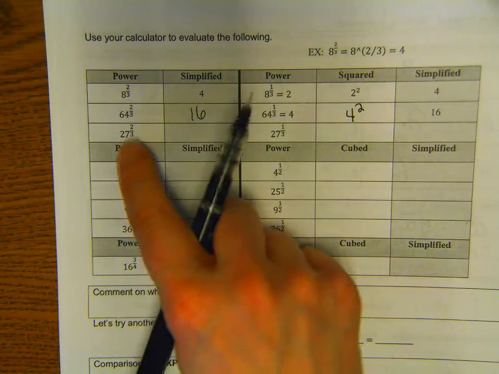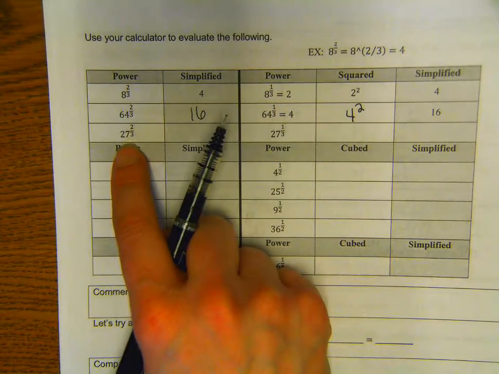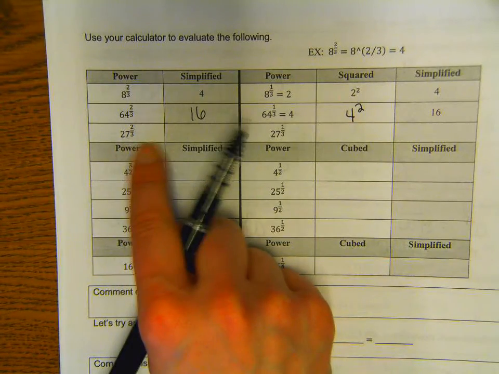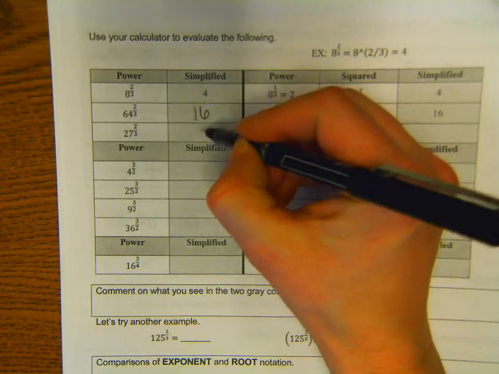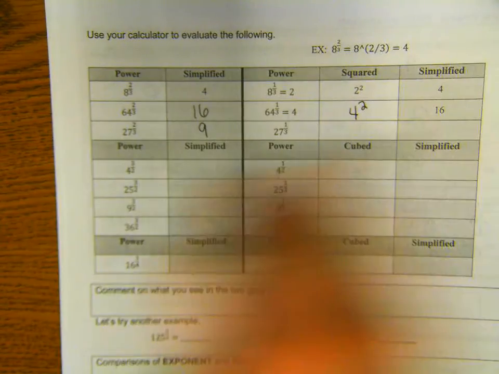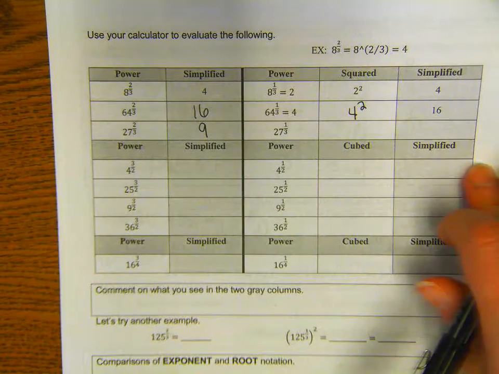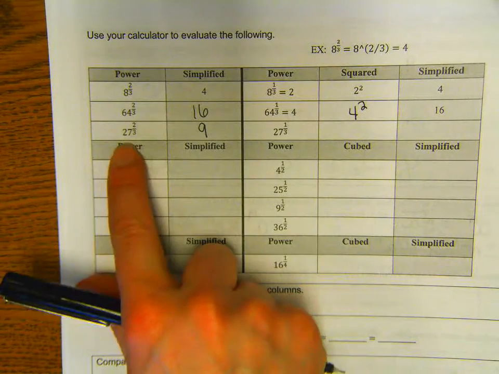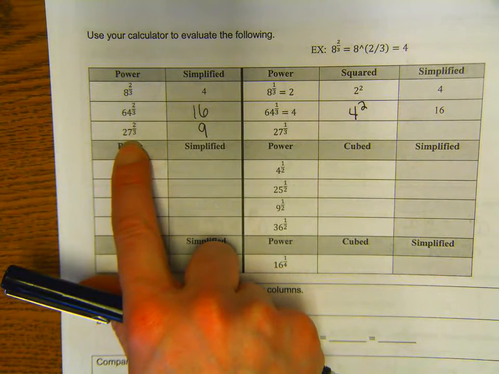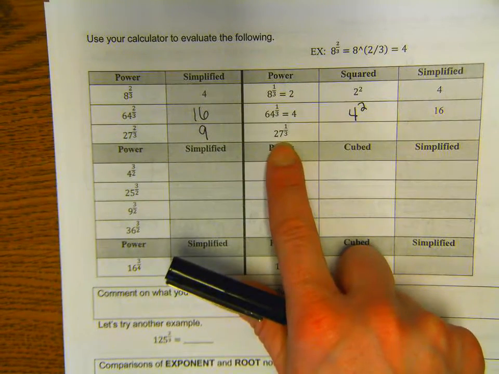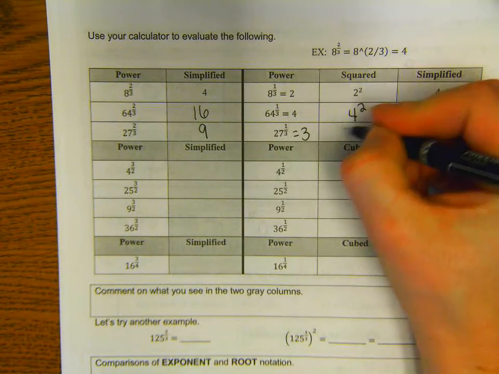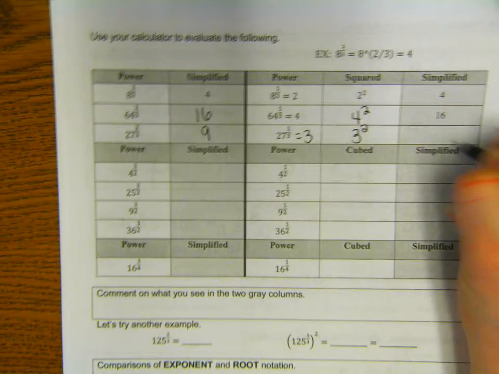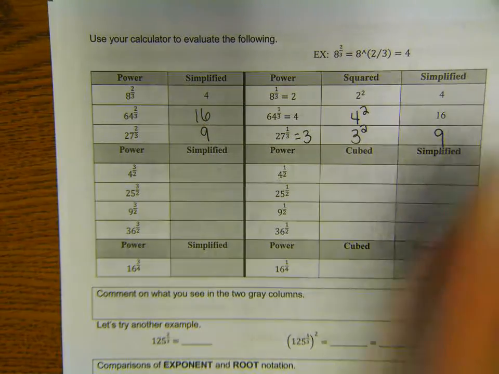Alright, let's do the next one. 27 to the 2/3 power. Would you type that in your calculator? You get 9. We're going to go all the way across because these two things are related to each other. Okay? What if I did 27 to the 1/3? What does that equal? 3. What's 3 squared? 9.